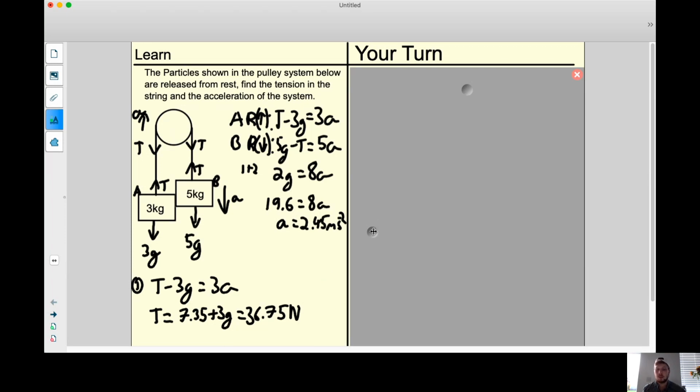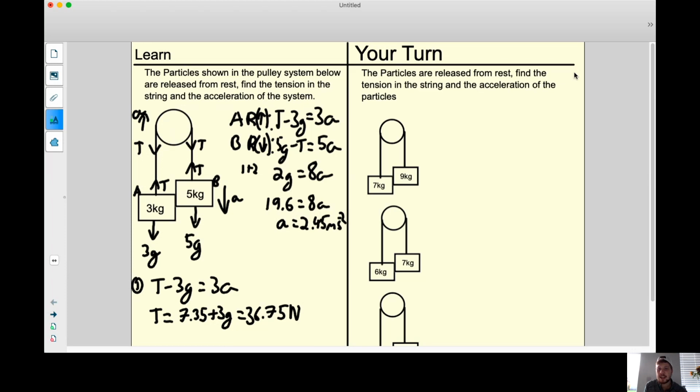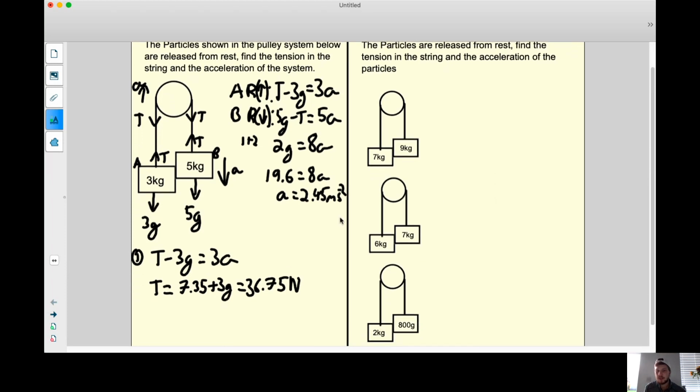And that would be how I would find out the acceleration and the tension in a system with particles in. So I'd encourage you guys to have a go at these questions. I'm just going to scroll down so you can see them. There are 3 questions here. I'd like you to have a go, and that'd be the end of the first session.